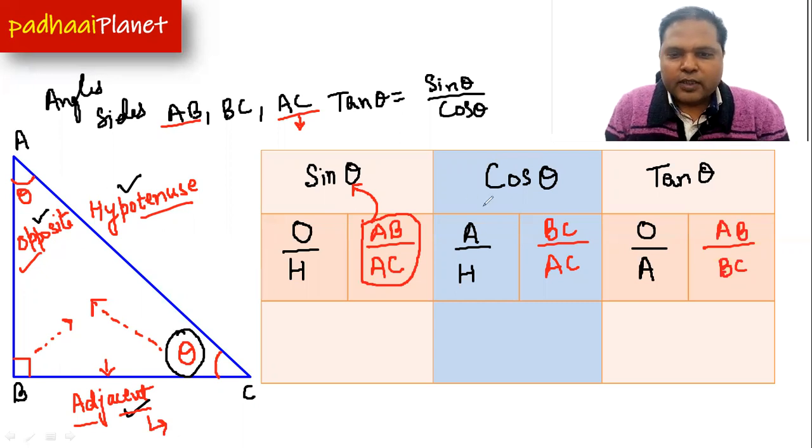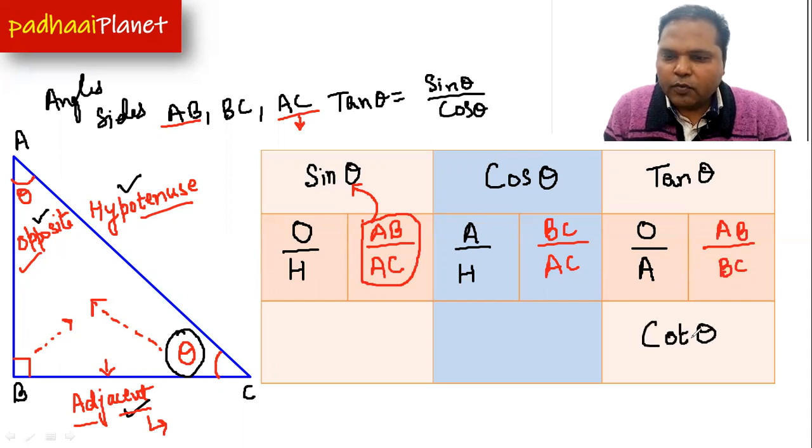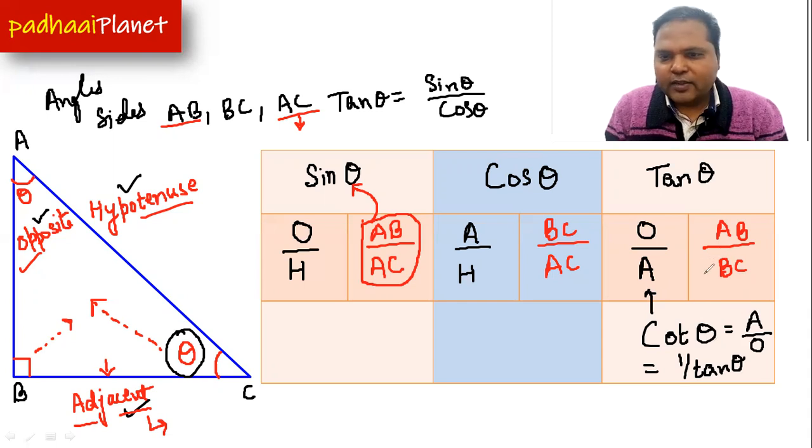Now we have understood sine theta, cos theta, and tan theta. Now let us understand the fourth one, and the fourth one is cot theta, right? Now why I am writing cot theta here is because cot theta is the reciprocal of tan theta, right? So it's like 1 over tan theta. So if we look from this side, then cot theta will be equal to adjacent over opposite. So it will become the reverse of tan theta.